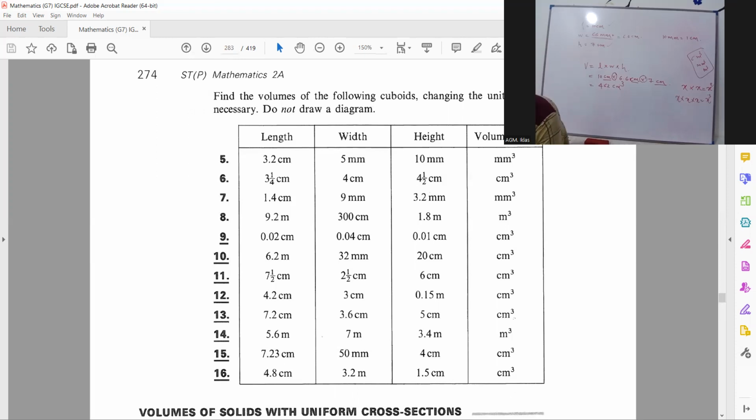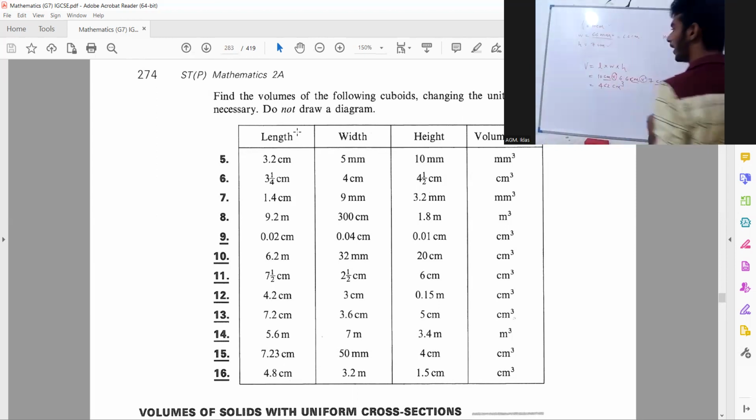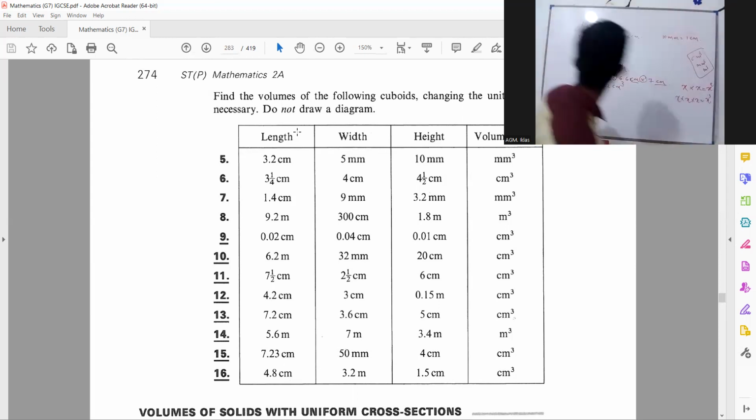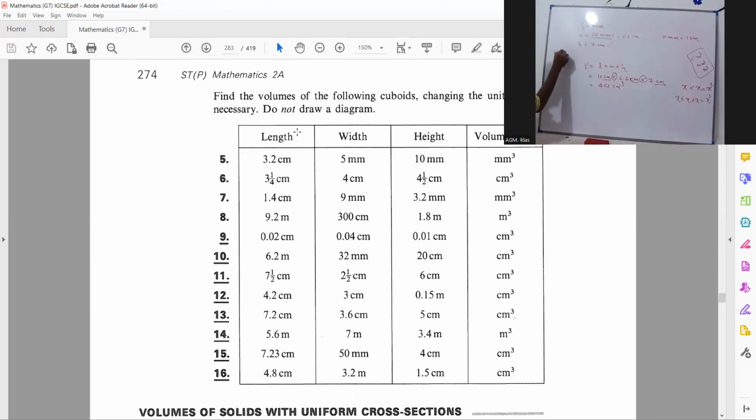Again, coming to this question. Find the volume of the following cuboids, changing the units first if necessary. Do not draw the diagram. So for this question also, we didn't sketch any diagram. But if you want, you might have drawn the diagram like this.